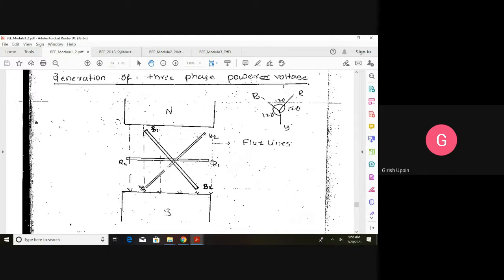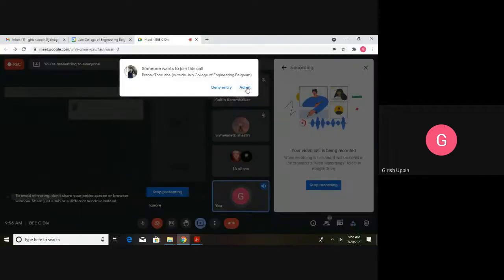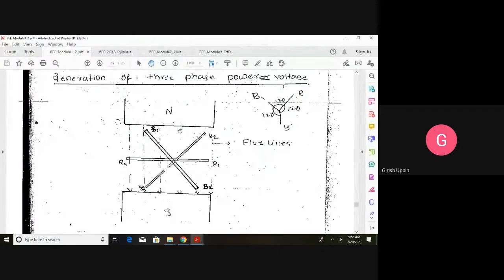So for R1, we assume that we are going to rotate it in the anti-clockwise direction. At position number 1, the direction of motion is upwards and the magnetic flux is also in the same direction. So the flux cut by the R1 phase is 0, so the EMF induced is 0. When I rotate it to this position, the direction of motion is like this and the direction of the magnetic field is like this. The angle between them is 90 degrees, and the flux cut by the R winding is maximum.